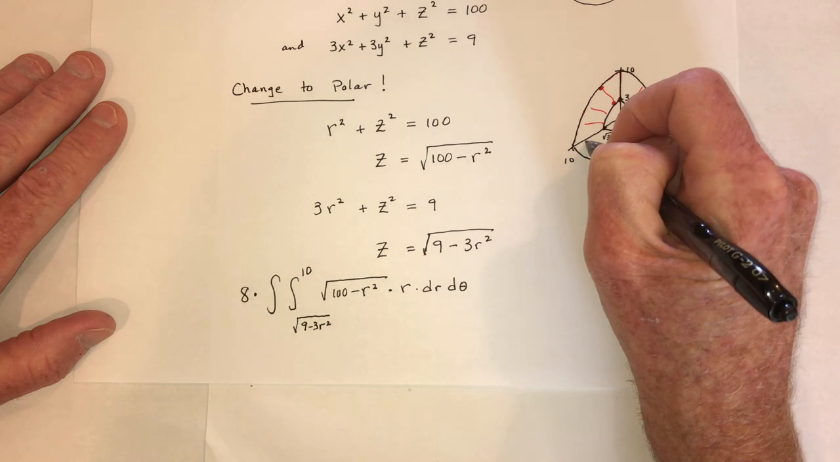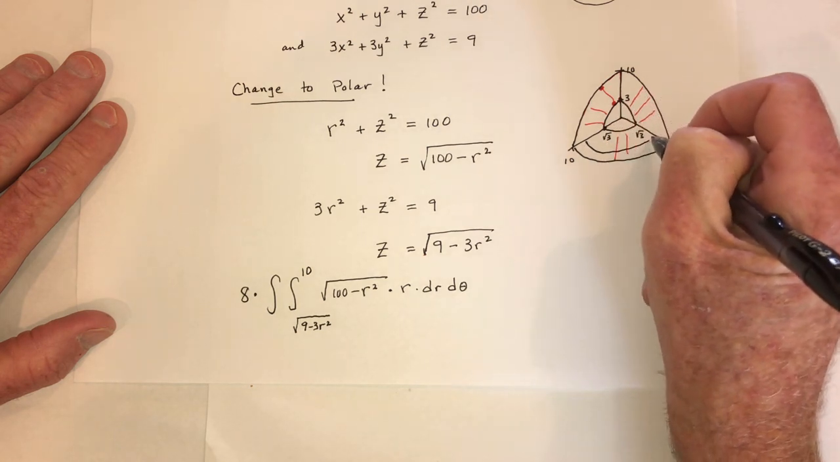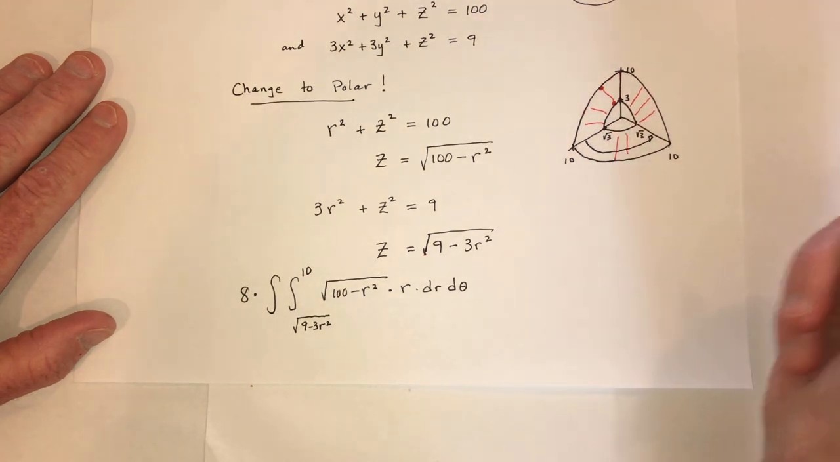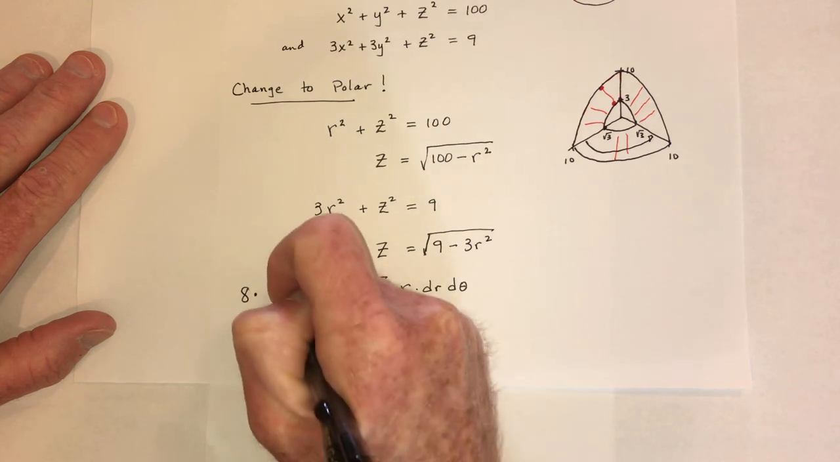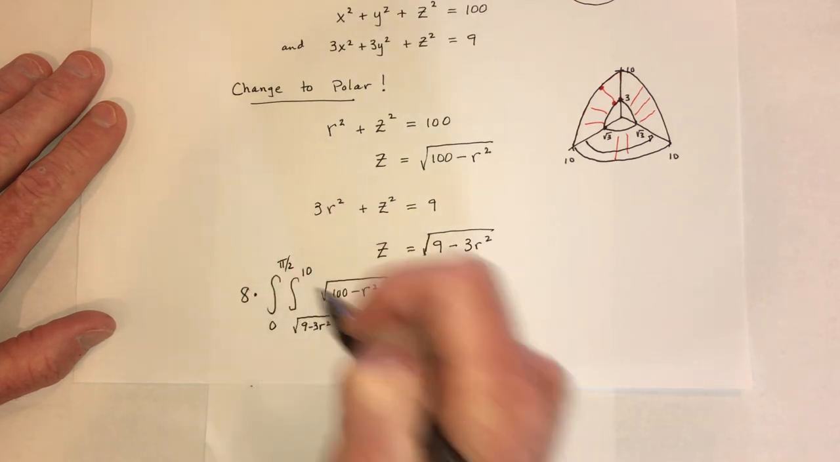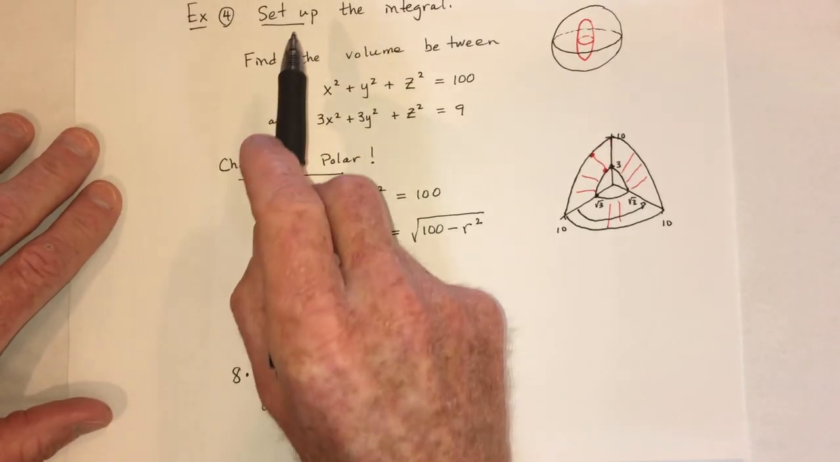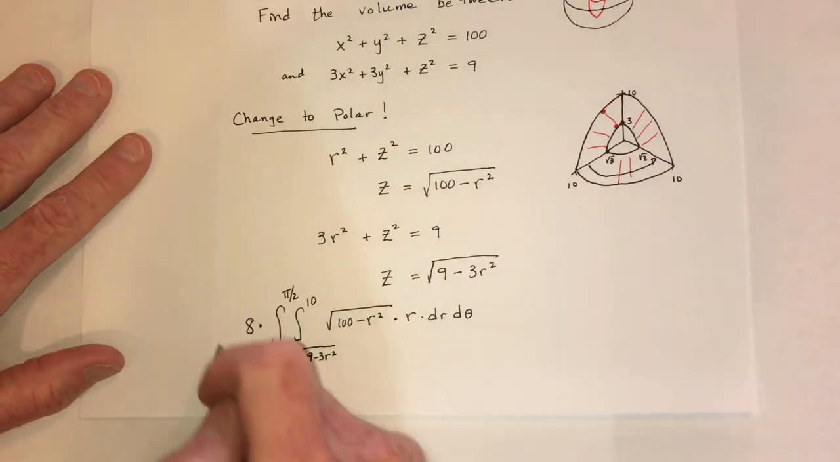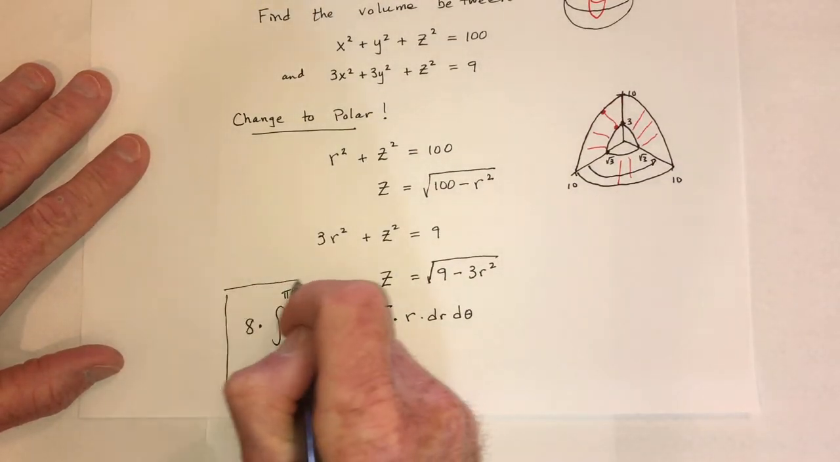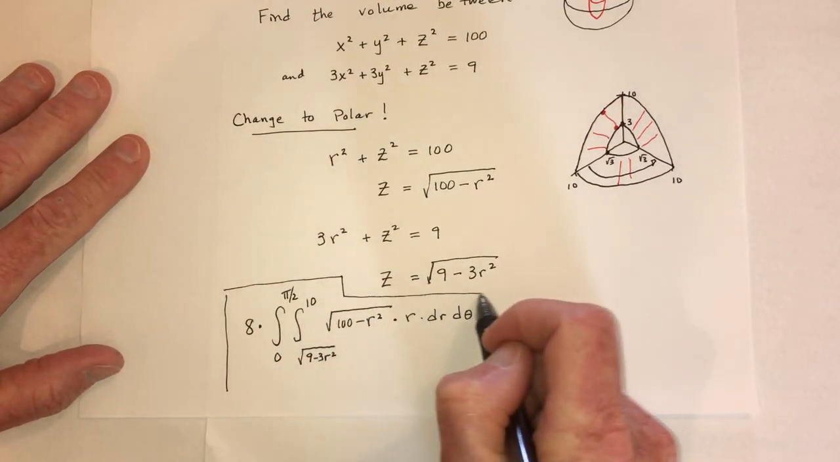And then for the angle going from the x-axis to the y-axis, that is 90 degrees or 0 to pi over 2. Actually, that one would not be too bad to integrate, but the direction said just set it up. So that means that we're done.